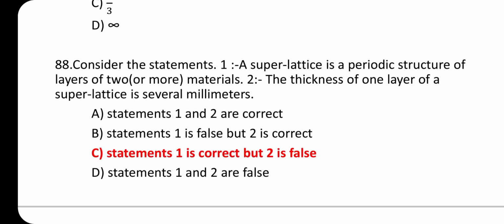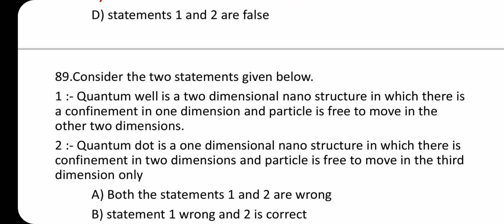Consider the statements. Statement 1. A superlattice is a periodic structure of layers of two or more materials. Statement 2. The thickness of one layer of a superlattice is several millimeters. Answer is: statement 1 is correct but 2 is false.